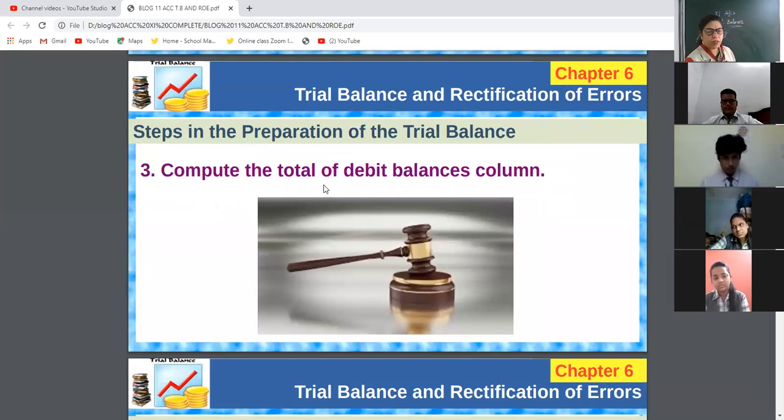Then compute the total of debit balances column. Total of debit balances column.